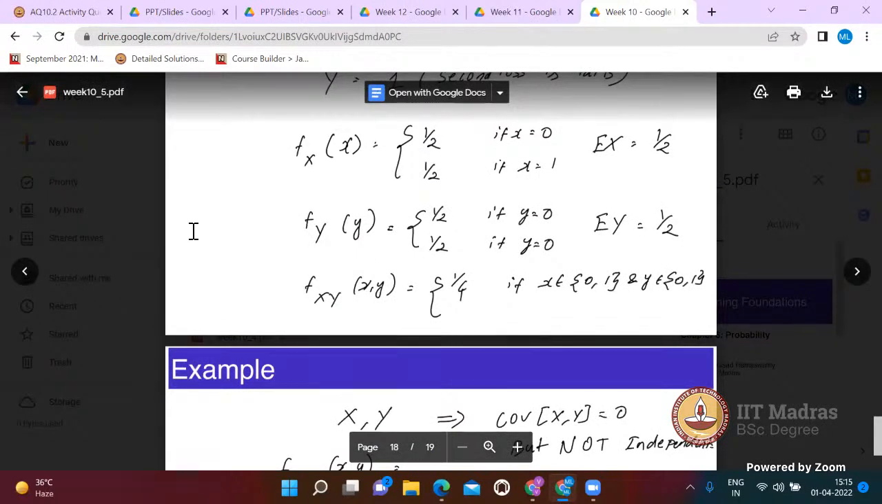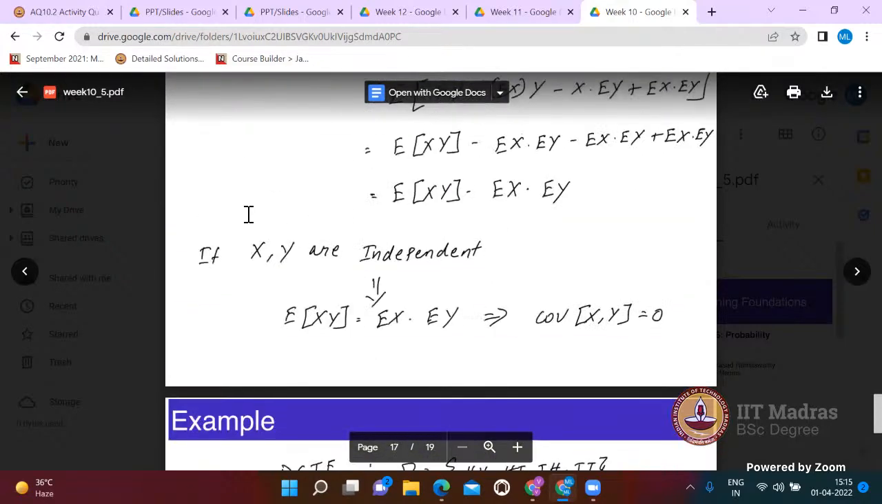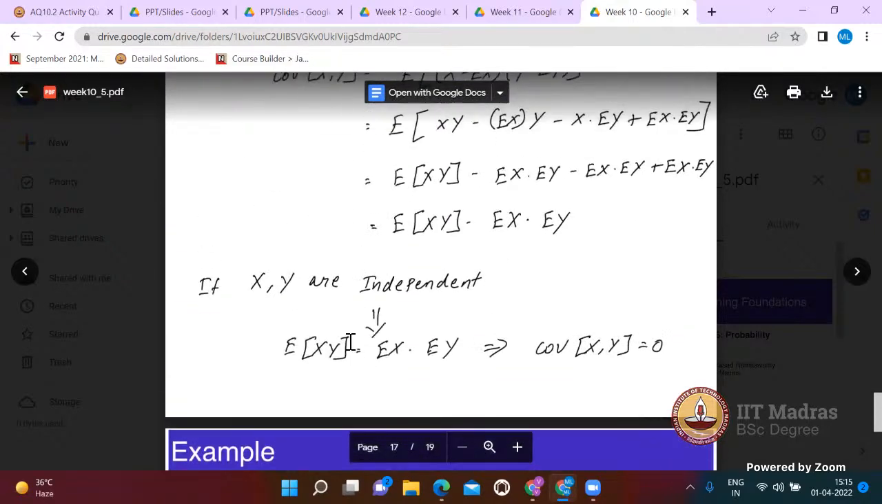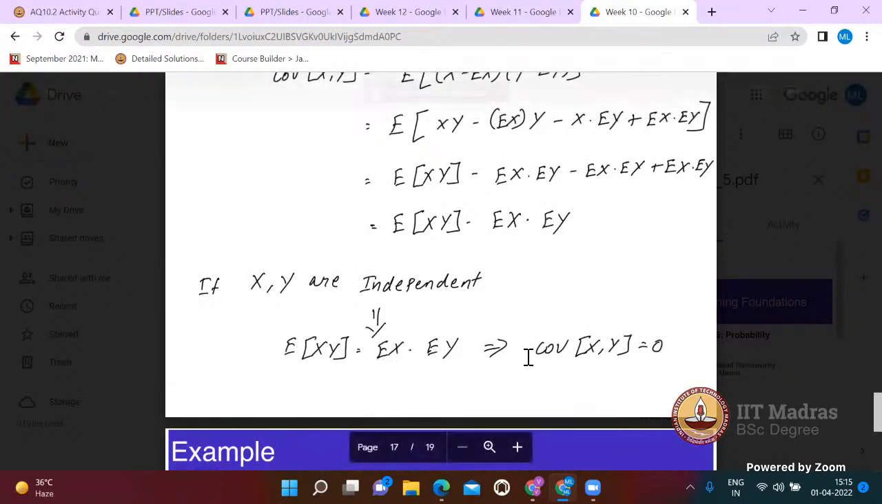The expectation E of XY, where X and Y are independent, equals E of X into E of Y, when X and Y are independent for all the cases, right? Yes. If X and Y are independent, then only you can write like this. Otherwise, you can't write. And if E of XY equals E of X and E of Y for one case, and for other cases it is not valid, then it is not independent.